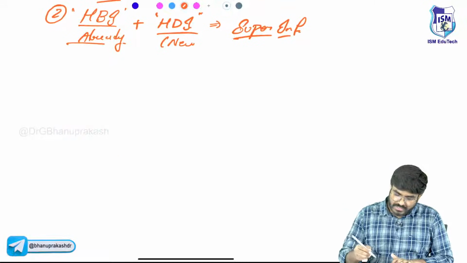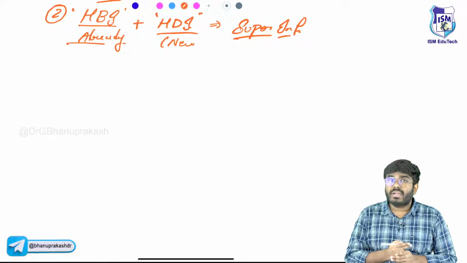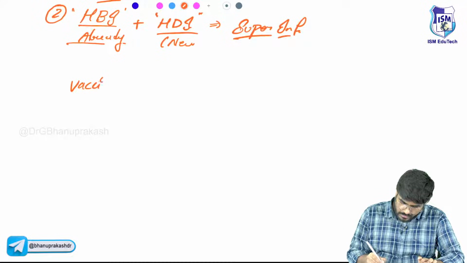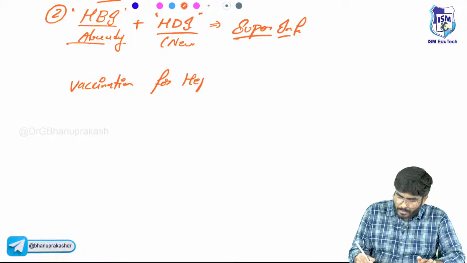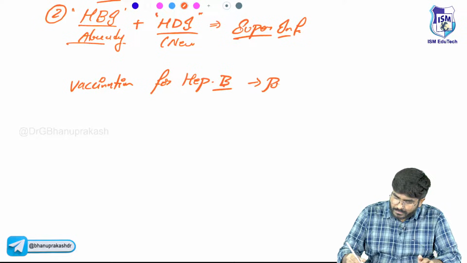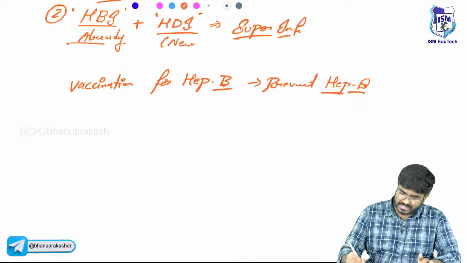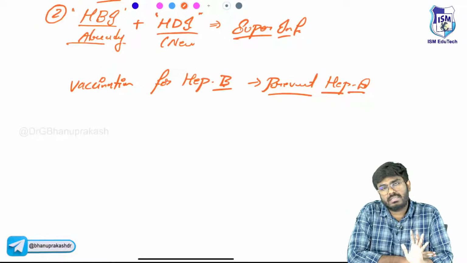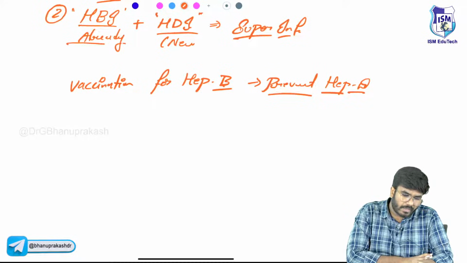In one of the exams, the question was asked, how to prevent hepatitis D? Vaccination for hepatitis B can prevent hepatitis D, because without hepatitis B, hepatitis D cannot come. So this is the point which I want you to know regarding hepatitis D.